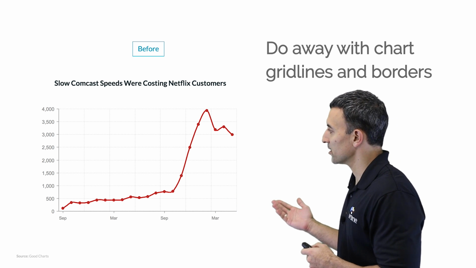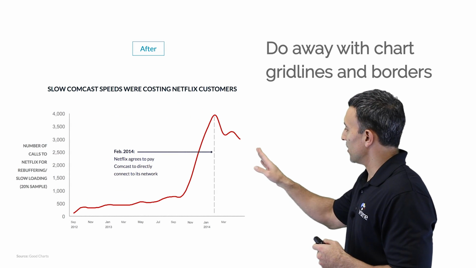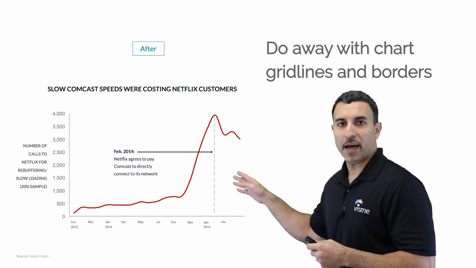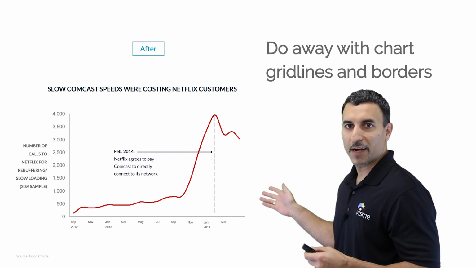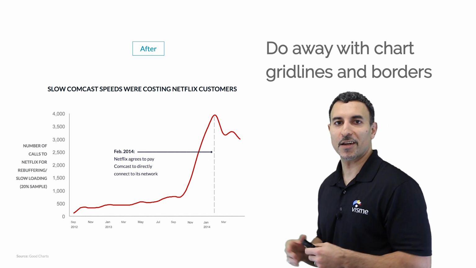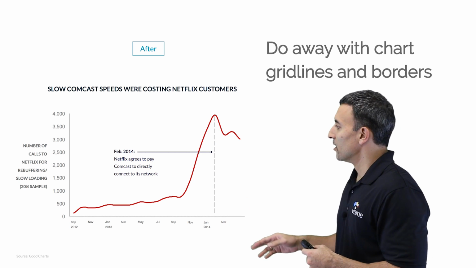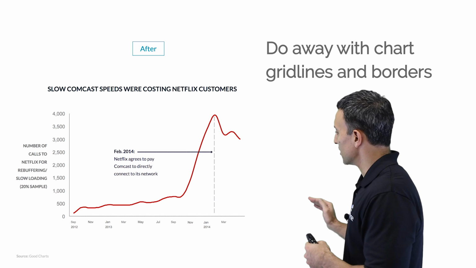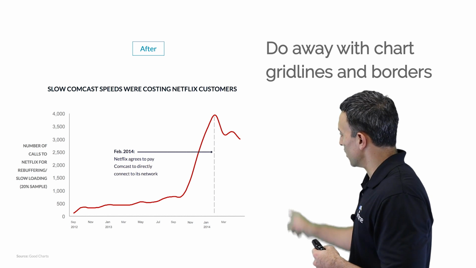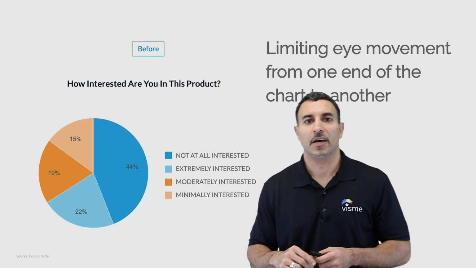There was a lot about it in the news, and basically there was this battle between Comcast and Netflix. What happened was, come February 2014, Netflix ended up paying Comcast to directly connect to its network. As a result, the number of calls to Netflix for slow network complaints dropped. So we've eliminated the legends and the grid lines, and we're just concentrating on this vertical line showing February 2014. That's what that is showing you.